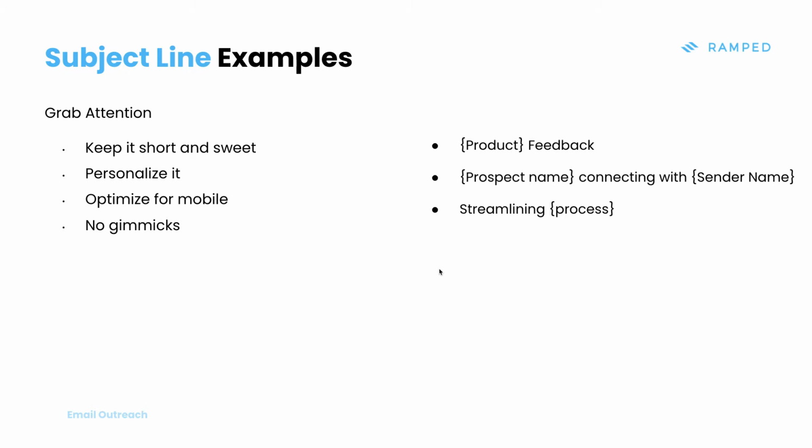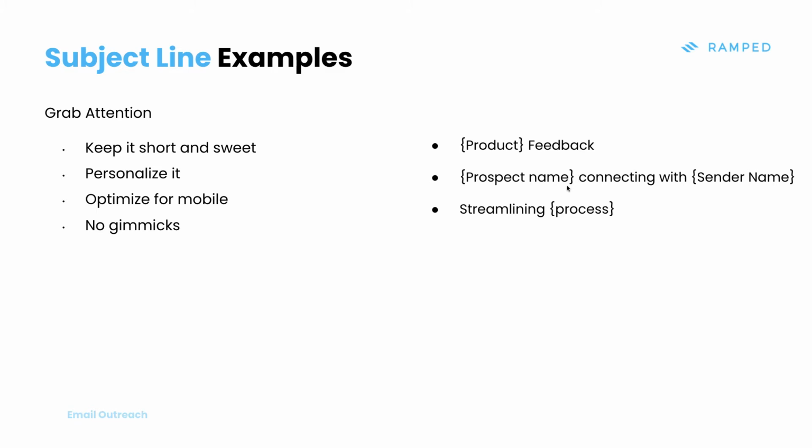Okay, looking at some subject line examples here. The goal of the subject line, again, is just to grab attention. We want to keep it short and sweet, personalize it as much as we can, obviously optimize it for mobile. Most emails today, I think over 80% of them are read on mobile. And we don't want to trick the prospect here with a gimmicky subject line that's only going to make them not want to respond to us more. So what I'd recommend is keeping it short and sweet, keeping it very generic, very neutral. The more neutral it is, the more potentially curious the person is to open it.